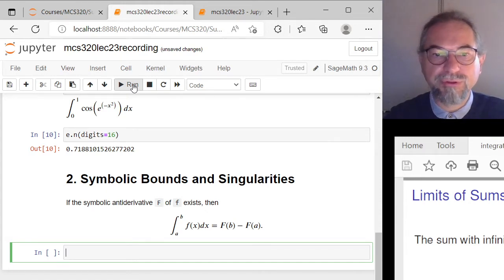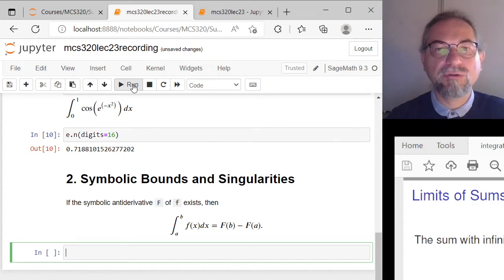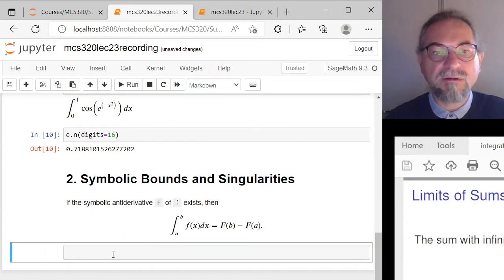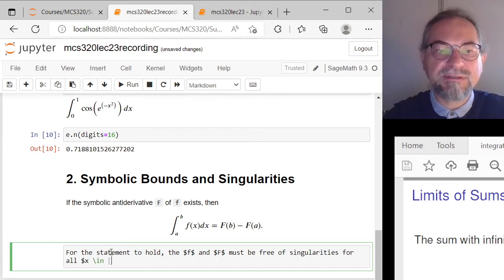A very important result. However, as stated here, it's actually not complete. For the statement to hold, both the function f and capital F must be free of singularities for all x inside the interval a and b.